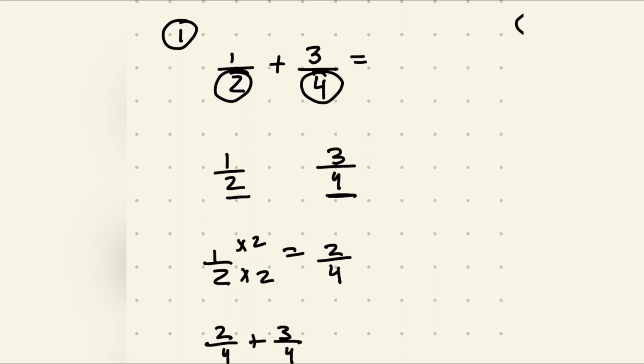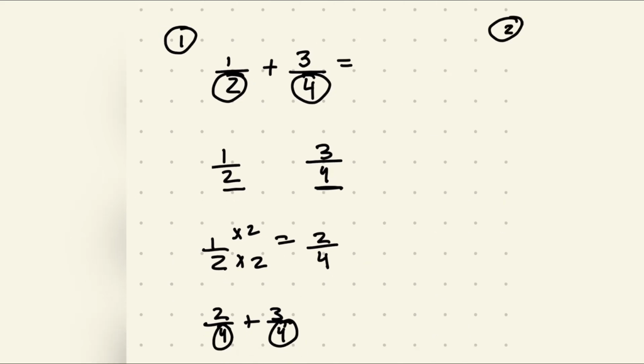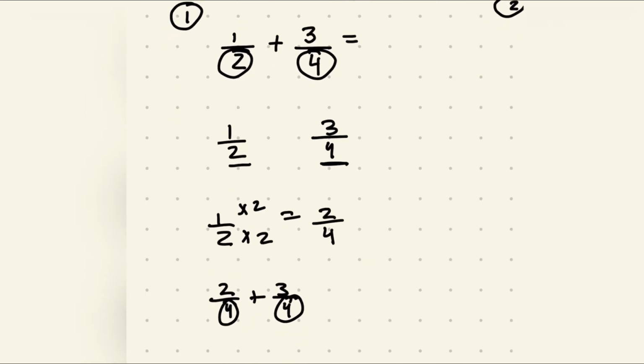Are the denominators the same? Yes, that means we could add them. So as you can see here, 1/2 didn't just disappear. No, we multiplied 1/2 times 2 over 2 basically, and we got 2 over 4. So that's an equivalent fraction.